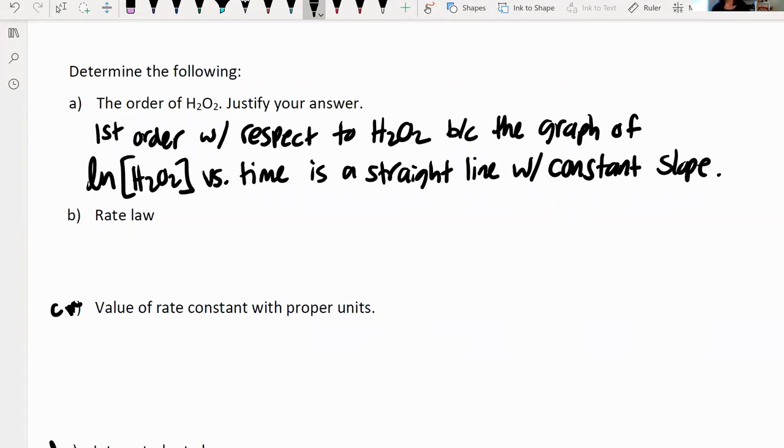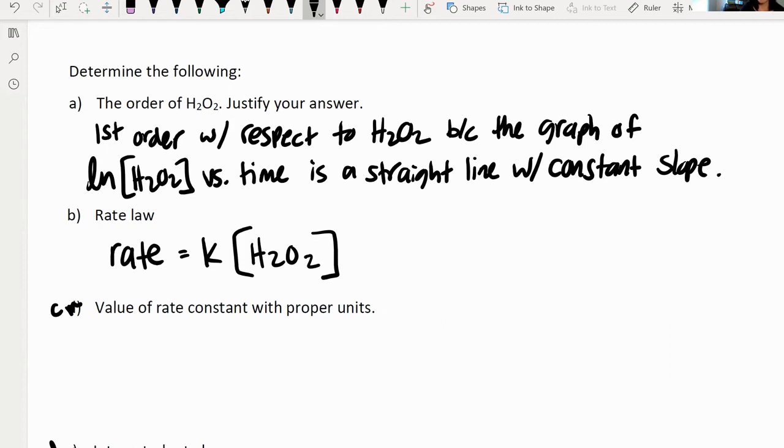Part B, write the rate law. The rate law is what we learned last week. Rate equals baby k times the concentration of that reactant raised to its order. This is first order. Technically you could put the 1 if you want to, but I'm not going to because it is understood to be a 1 if there's no number. Okay, that's not bad. I know it's first order, so I can write the rate law from that. The exponent is 1. Great.